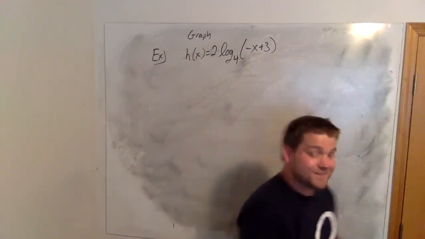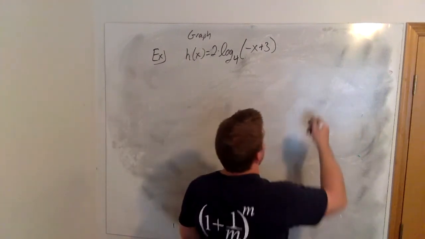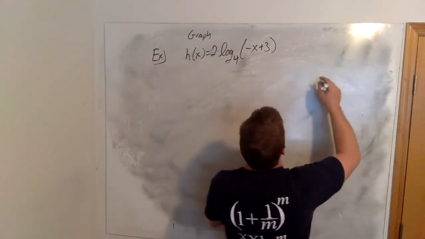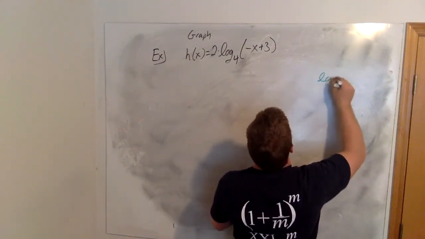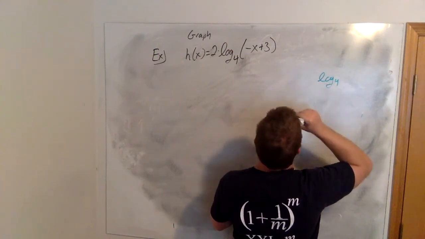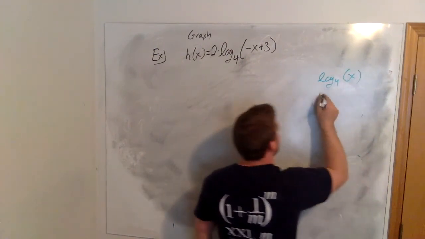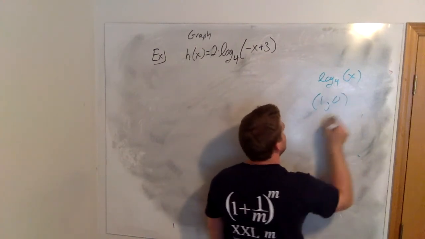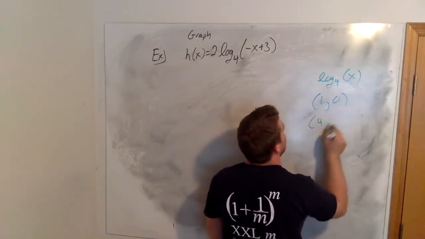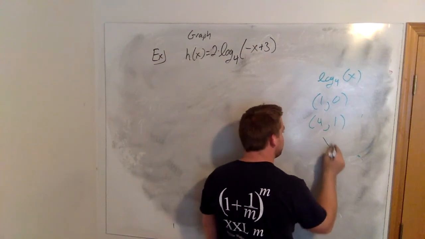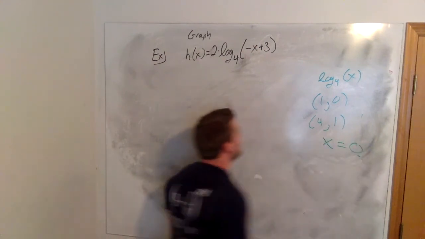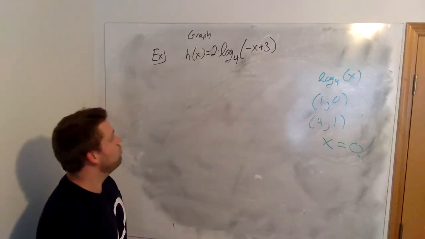Okay, let's do this. So our parent function is log base 4 of x. What are the key points on this? Well, if we plug in 1, we get out 0. If we plug in 4, we're going to get an output of 1, and we have the vertical asymptote x equals 0. Okay, what has happened?